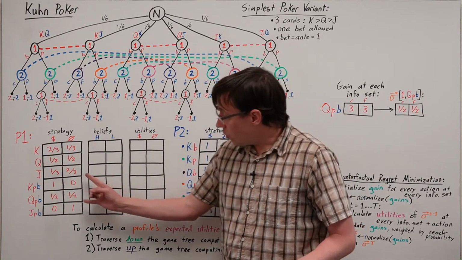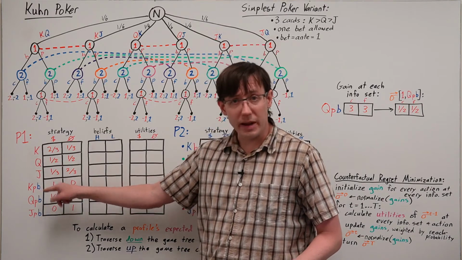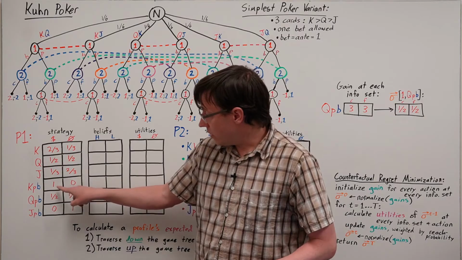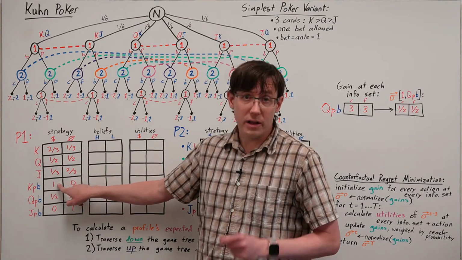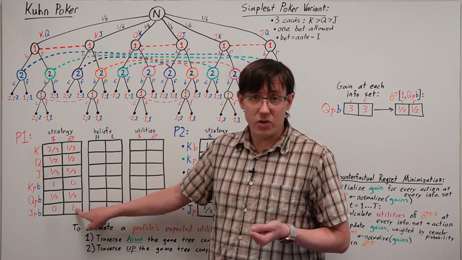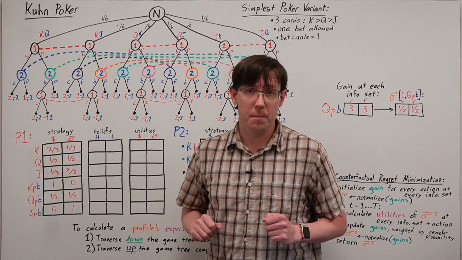Then, if we reach one of the histories where player 1 passed and then player 2 bet, then player 1's strategy says to always call if they have a king, to always fold if they have a jack, and to mix 50-50 if their card is a queen.